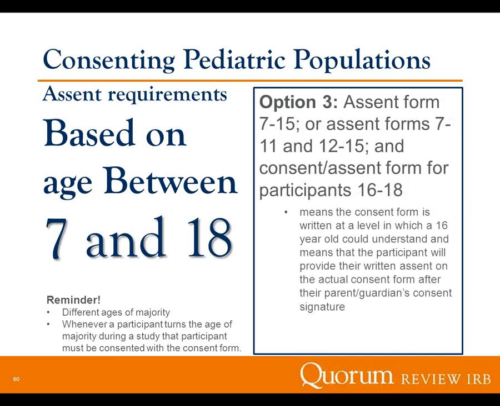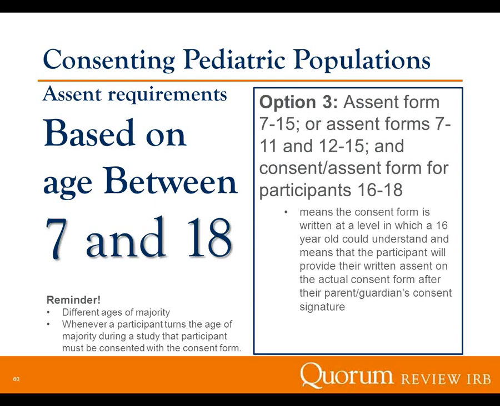Option number 3 for ages 7 to 18. You can have that assent form now that's 7 to 15, or you can have assent form 7 to 11 and 12 to 15, but here's the new twist. You can have a consent and assent form for participants who are 16 to 18. So basically, if you're below 16 years old, you're going to have an assent form, which if you're a child, you will provide your assent signature. But let's say you turn 16 to 18, and again, I picked the age 18. I think we all understand now there may be a local jurisdiction where that age is different, but I've just picked 18. That's the most standard.